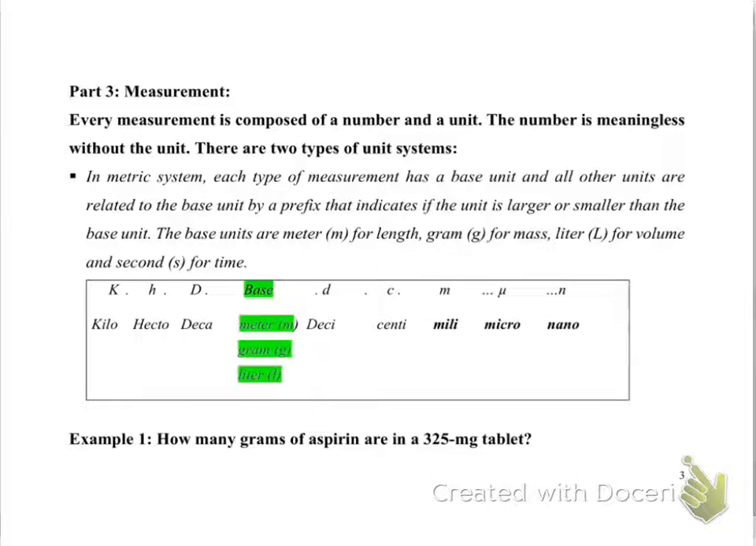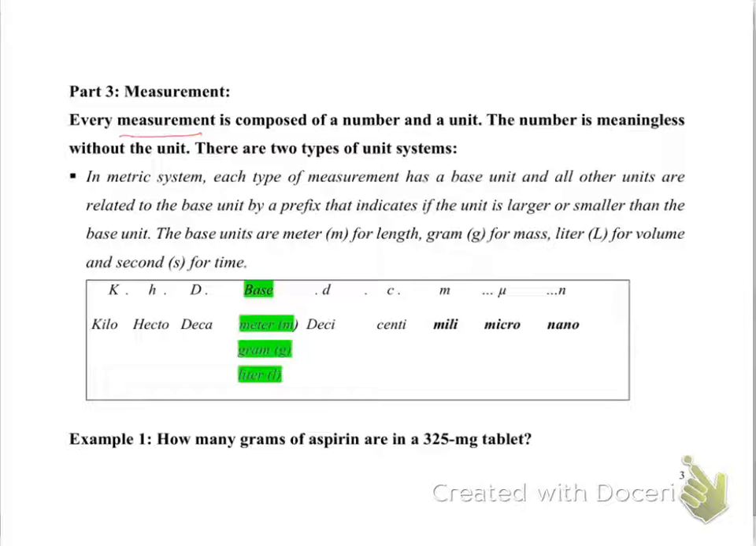The next topic is measurement. Every measurement is composed of a number and a unit. Let's say you're checking your weight on a scale, or you're checking your temperature. 37. Temperature has no meaning unless you put a unit: degree Celsius, degree Fahrenheit, Kelvin. So the measurement has no meaning unless you put a unit.